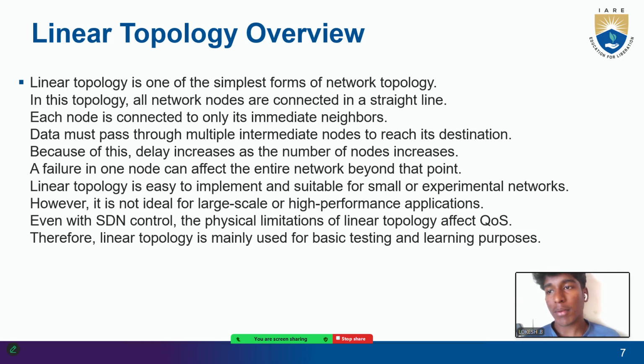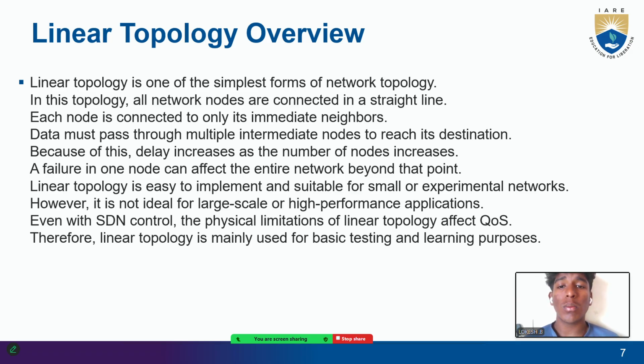Linear topology overview. Linear topology is one of the simplest forms of network topology. In this topology, all network nodes are connected in a straight line. Each node is connected to only its immediate neighbors, the immediate next ones.